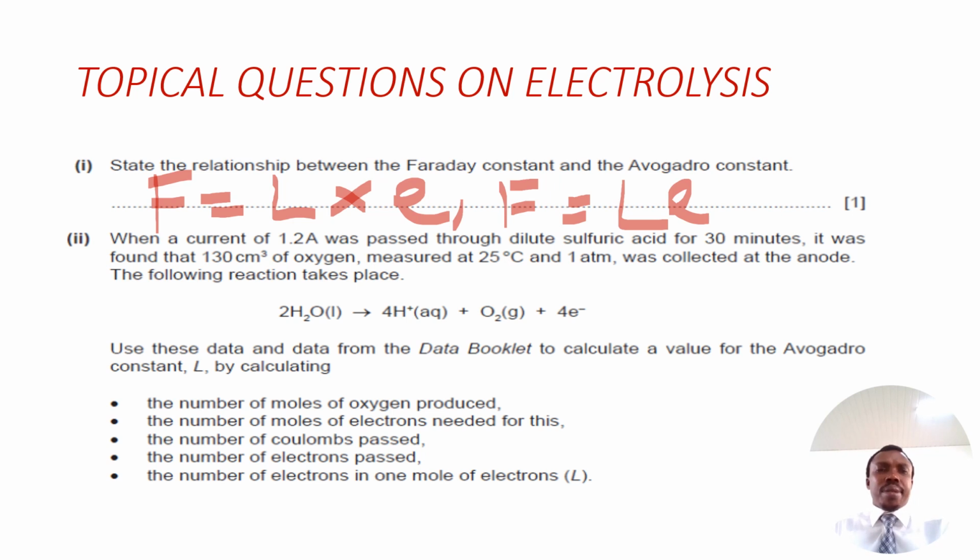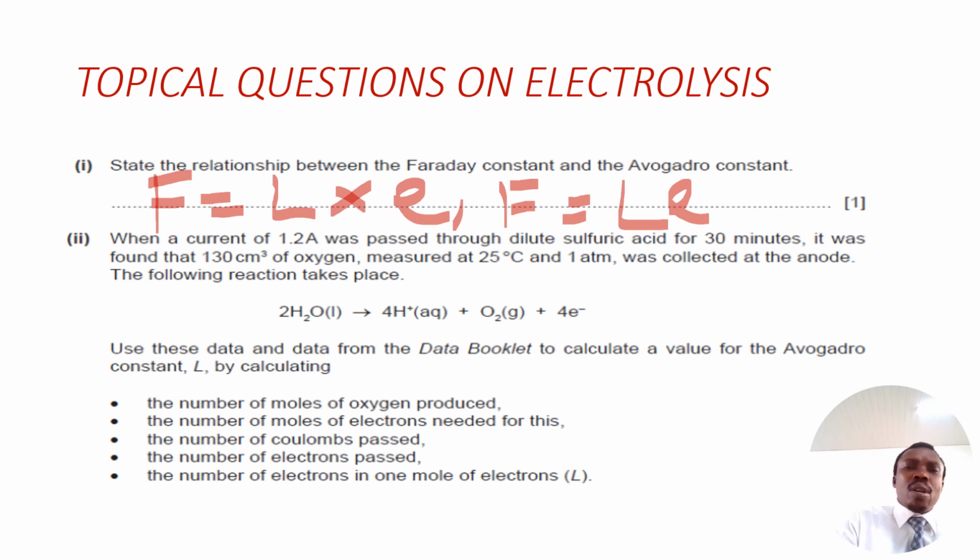Then the next question goes: when a current of 1.2 amperes was passed through dilute sulfuric acid for 30 minutes, it was found that 130 cm3 of oxygen measured at 25 degrees Celsius and 1 atmosphere was collected at the anode. The following reaction takes place. Use this data and data from the data booklet to calculate the value for the Avogadro's constant L by calculating the number of moles of oxygen produced.